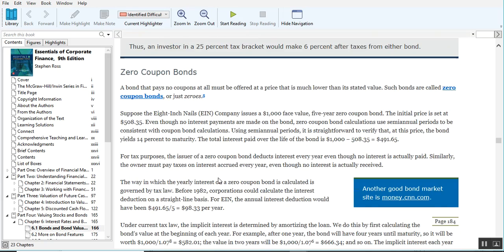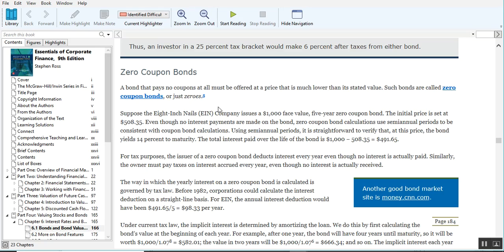Zero coupon bonds, they don't have any coupons, but they are offered at a price that's much lower than the stated value. That way the yield is actually the return. You don't have any kind of a coupon on that, but your return will be the difference in the purchase price and the redemption price.